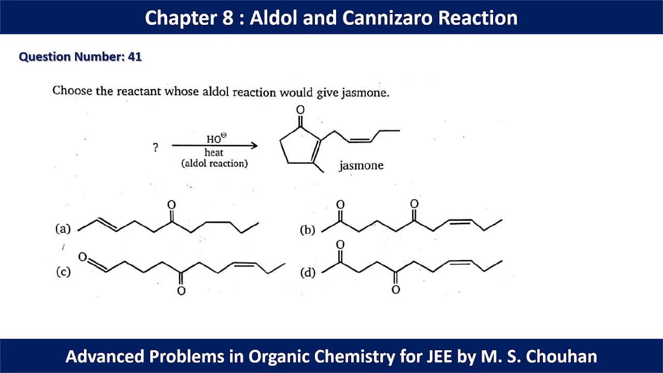In question number 41, choose the reactant whose aldol reaction will give the given molecule. So this is the final molecule, so we should dissociate this to have the final product. It will look like this: CH2 and we have C double bond to CH. Okay, so we have started with CH C double bond, then we have two CH2 groups, then C double bond group, again one CH, two CH2 groups, then C double bond CH2 CH3. So option D should be the correct option.